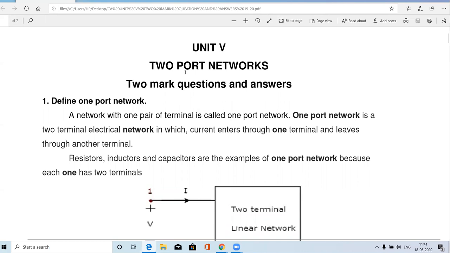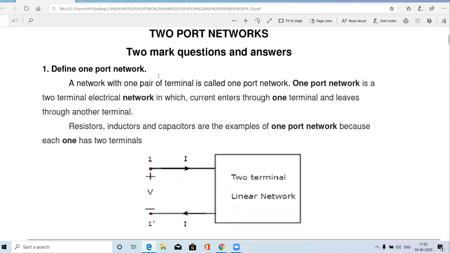Okay, so for the remaining units, I posted the videos for the 2-mark questions and answers. These questions are taken from previous Anna University question papers. It is enough to study these questions to score good marks. So first, the first thing you have to see: define one port network.